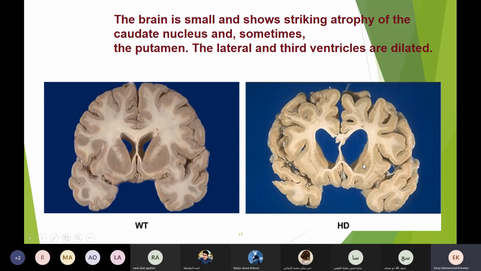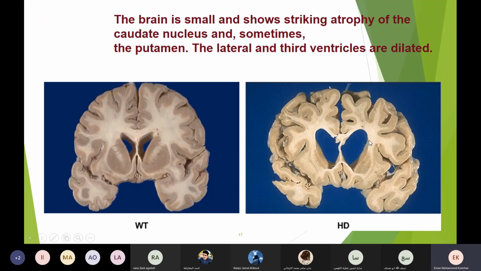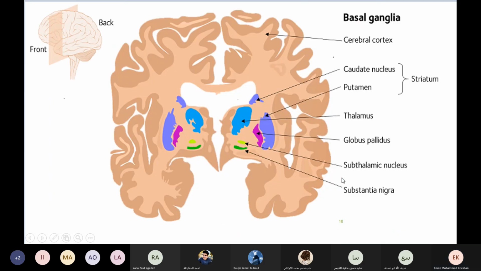Remember, these are the areas of caudate and putamen. There will be shrinkage of these areas, and the ventricles are dilated. This is normal, and this is Huntington disease. So this is the putamen, and this is the caudate. So here and here, there is atrophy of this area with dilatation of the ventricle. So this is a photo of Huntington disease.